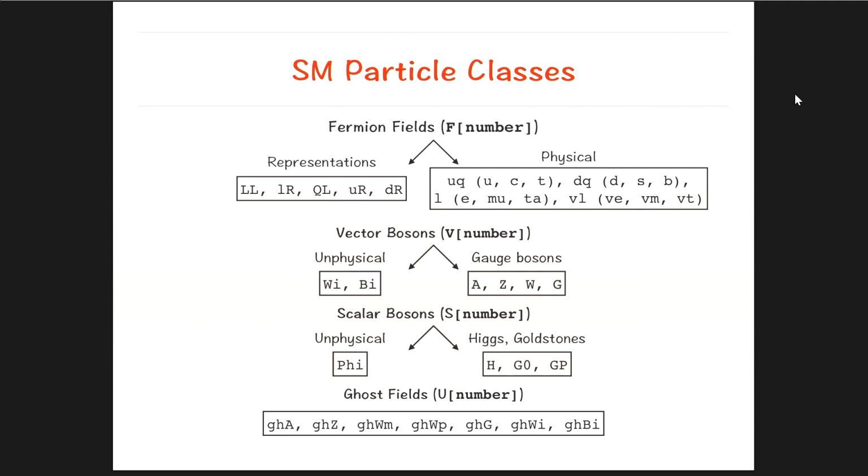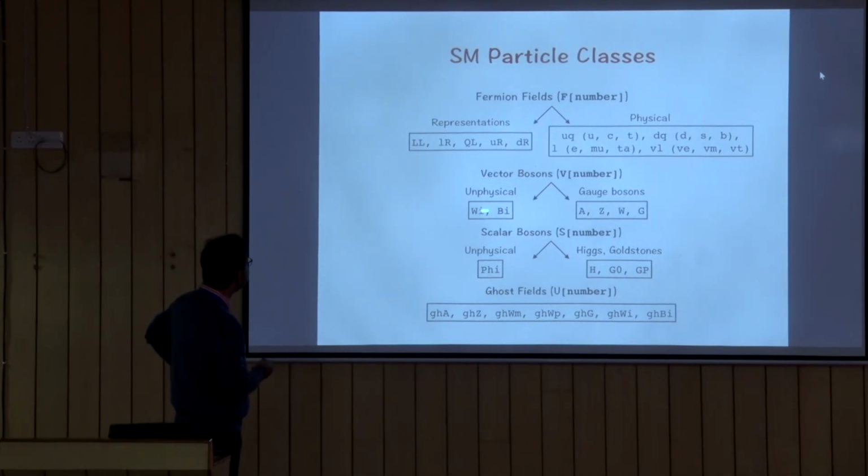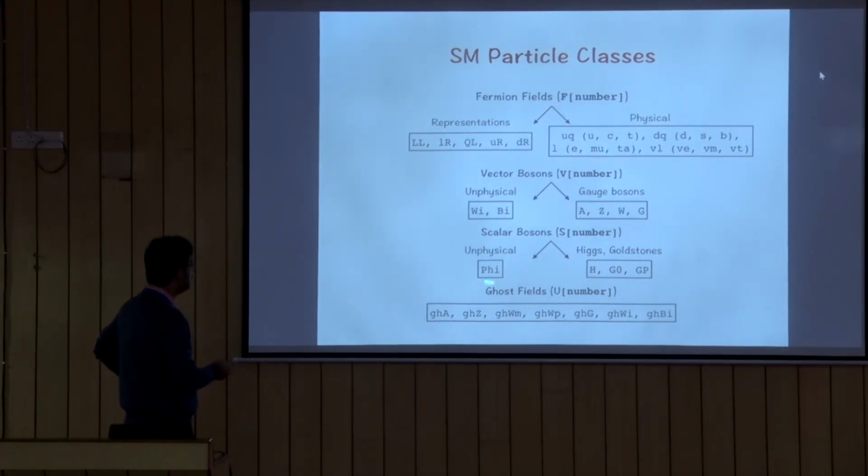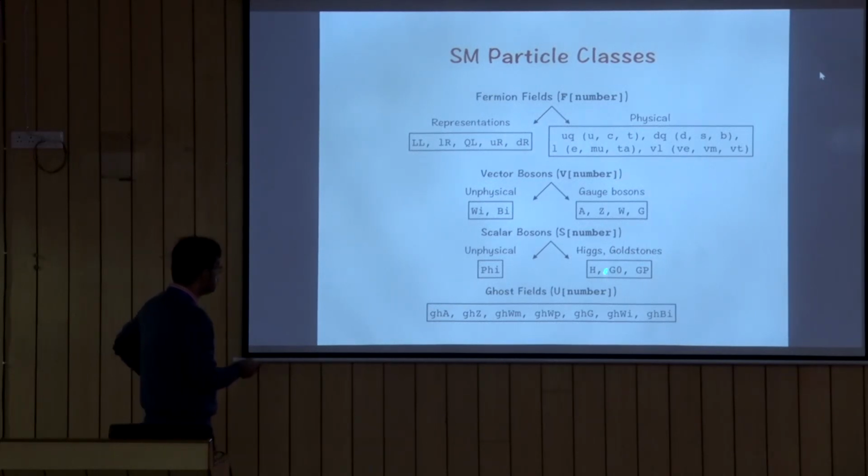Then there are vector bosons, and once again you can have them in the unphysical way, which is the way that you actually insert them in the standard model Lagrangian, like Wi and B, and then the physical basis of the gauge bosons like the photon, Z, W and gluon. Similarly, you can have the scalar bosons: this is the unphysical isodoublet, and these are the physical fields like the Higgs and the Goldstones G0 and GP, referring to these 2 Goldstone degrees of freedom.